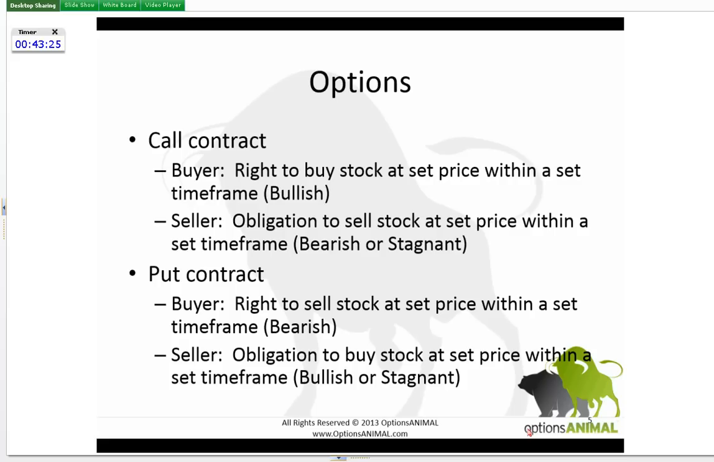On the other hand, there's a seller. Between any contract, there's two parties, a buyer and a seller. The seller has an obligation to sell the stock at a set price within a time frame, and his sentiment would be bearish or stagnant. Then we have a put contract, which is the right to sell a stock at a set price within a set period of time, and the obligation of the seller is to buy that stock. And so you can see their sentiments there. So we'll talk more about those options, but just to put everybody on the same page, here we go.